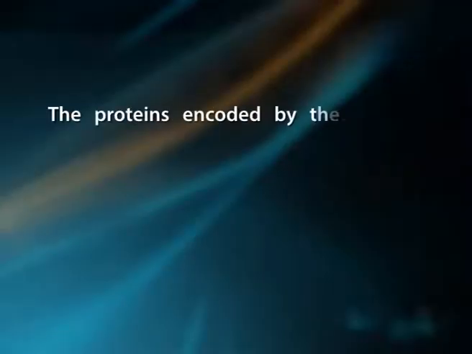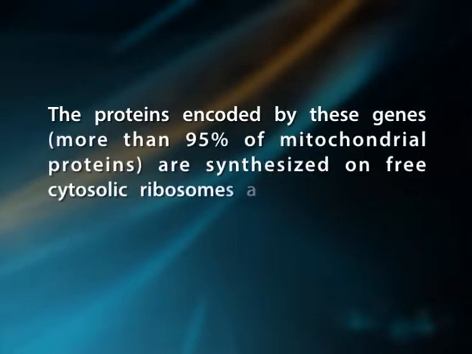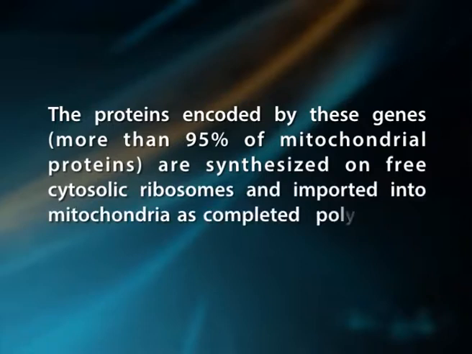In addition, the nucleus contains the genes that encode most of the mitochondrial proteins required for oxidative phosphorylation and all of the enzymes involved in mitochondrial metabolism. The proteins encoded by these genes are synthesized on free cytosolic ribosomes and imported into mitochondria as complete polypeptide chains. Because of the double membrane structure of mitochondria, the import of proteins is considerably more complicated than the transfer of a polypeptide across a single phospholipid bilayer.